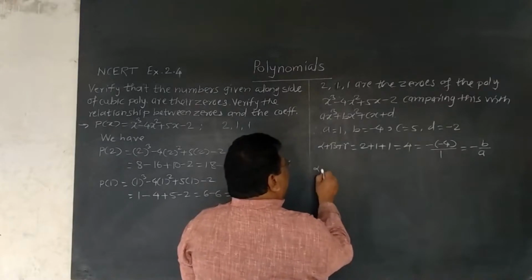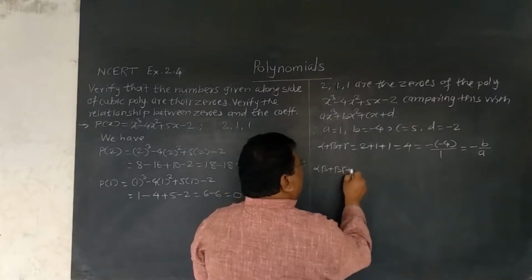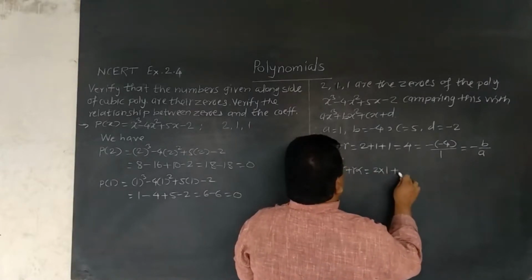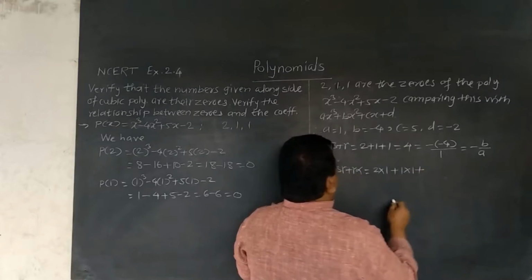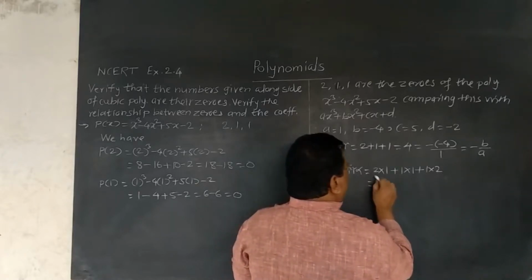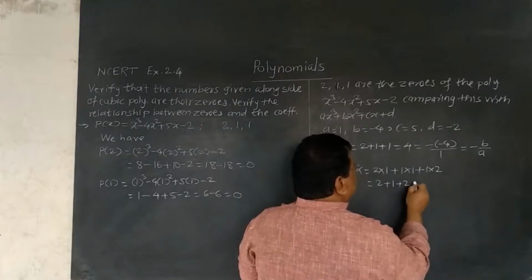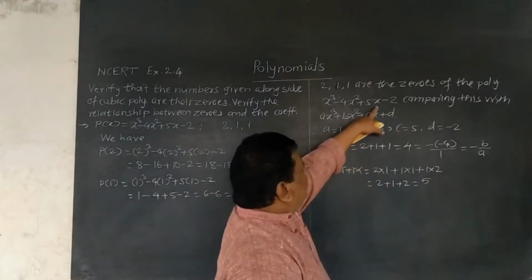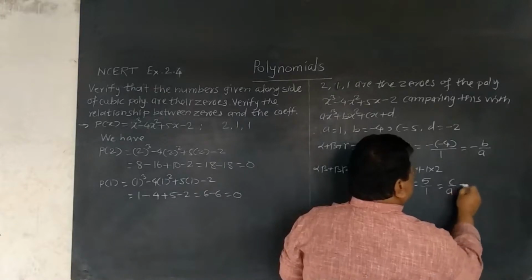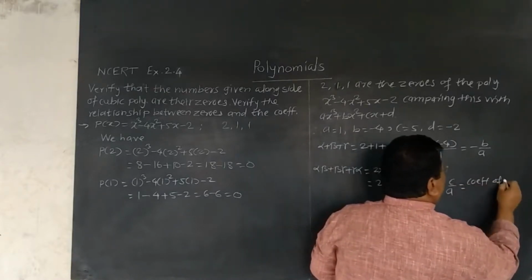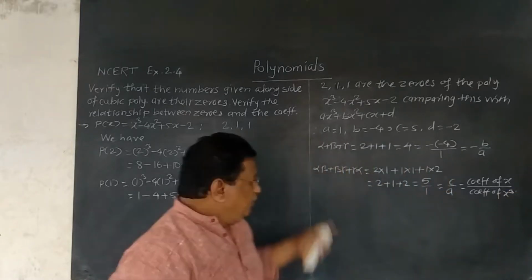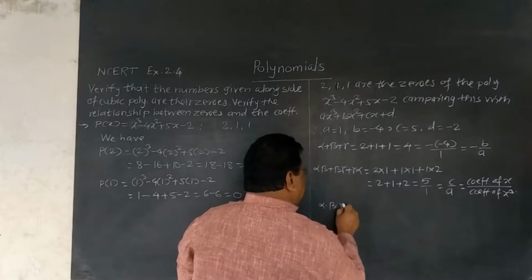Second, alpha into beta plus beta into gamma plus gamma into alpha. So alpha into beta, that is 2 into 1, plus beta into gamma, 1 into 1, plus gamma into alpha, that is 1 into 2. Therefore, 2 plus 1 plus 2 is 5. 5 means the coefficient of x. So 5 upon 1 is equal to c upon a, where c is the coefficient of x and a is the coefficient of x cube.